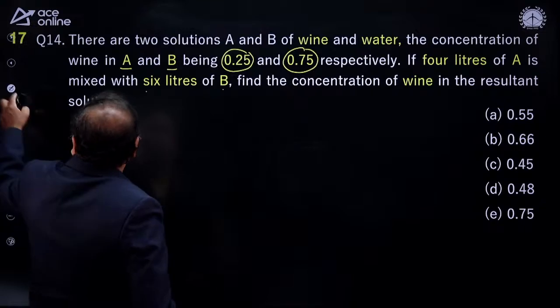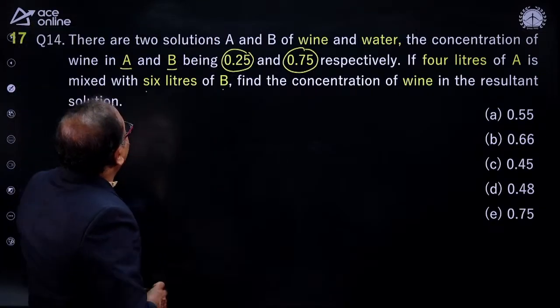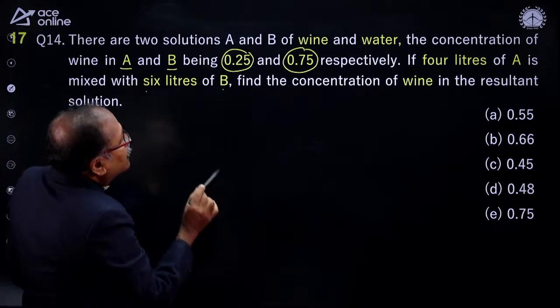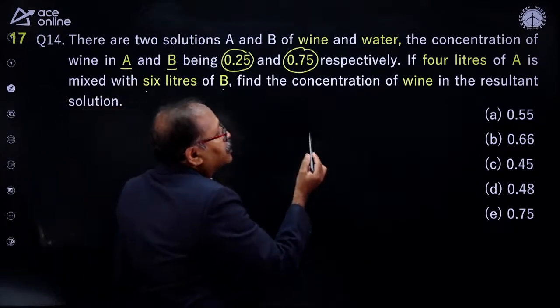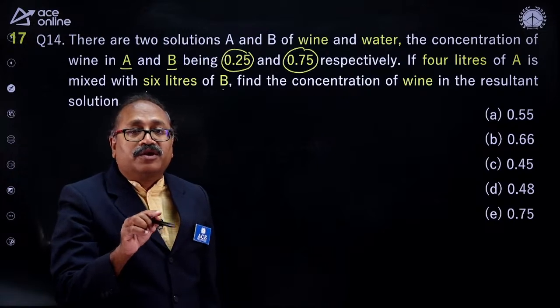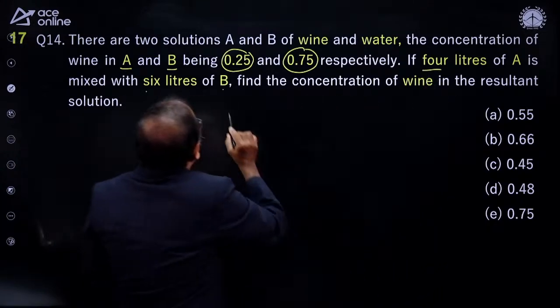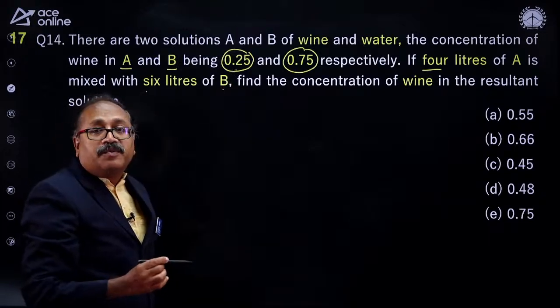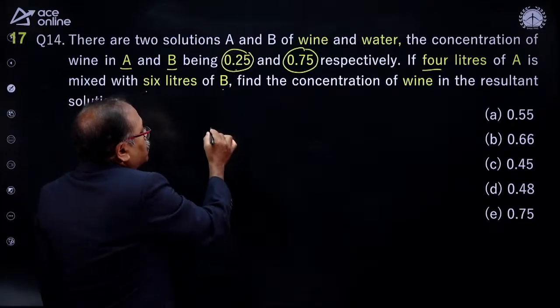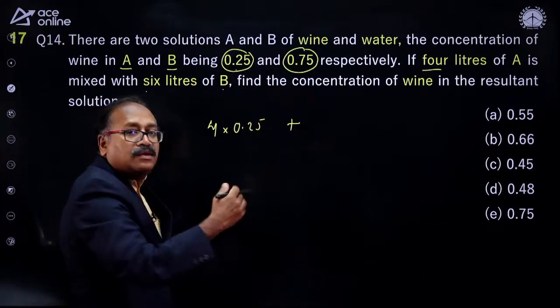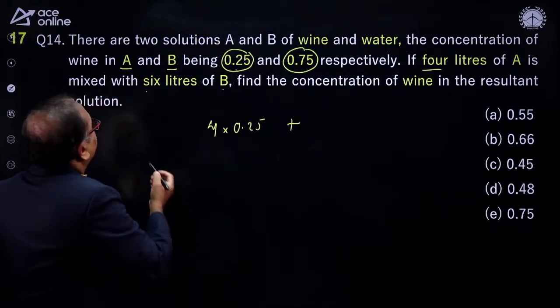Okay. So in the meanwhile, time is up. So I will check how to do it. In A, how many liters of A am I taking? Look at the easiest way I am doing it, not the bookish way. So here I am taking 4 liters of A, and the A concentration is 0.25. So 4 into 0.25 plus, look at the way to handle this particular question.